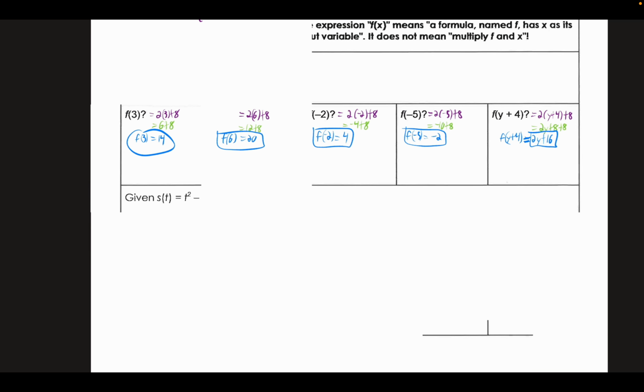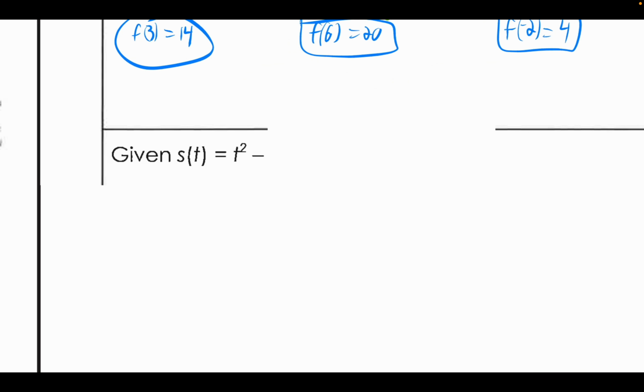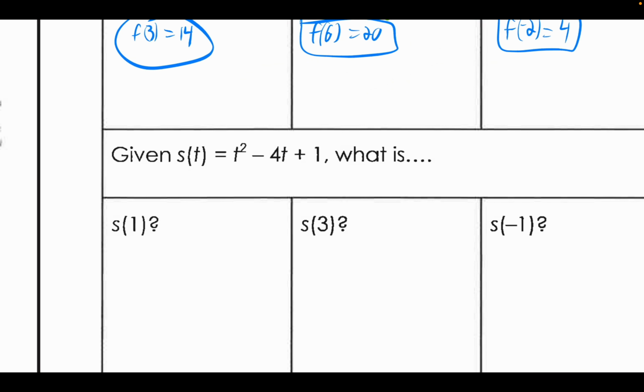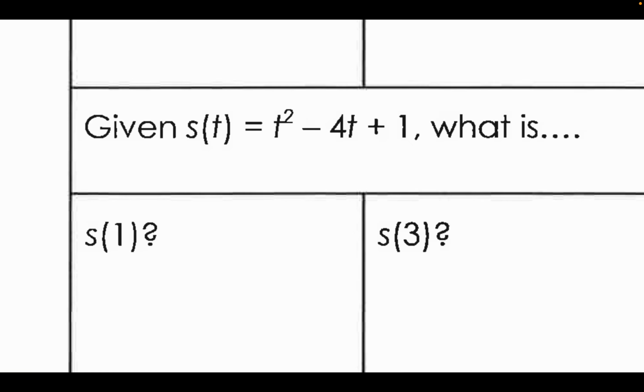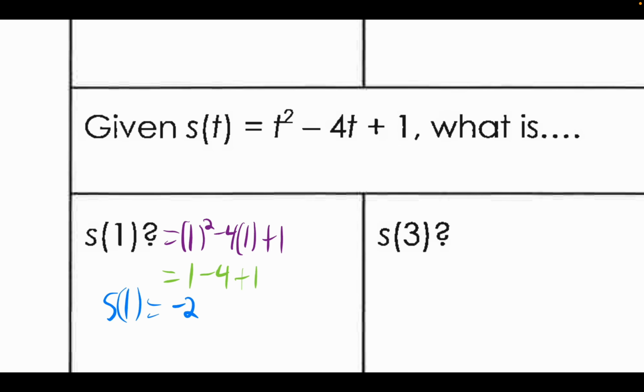Down below we have more similar problems, but we have a new function. It's s of t is equal to t squared minus 4t plus 1. We'll have to be careful with this t squared as we plug things in. We'll see what I mean when we get to the third one here. So s of 1 is 1 squared minus 4 times 1 plus 1. So that's 1 minus 4 plus 1. So s of 1 is equal to negative 2.